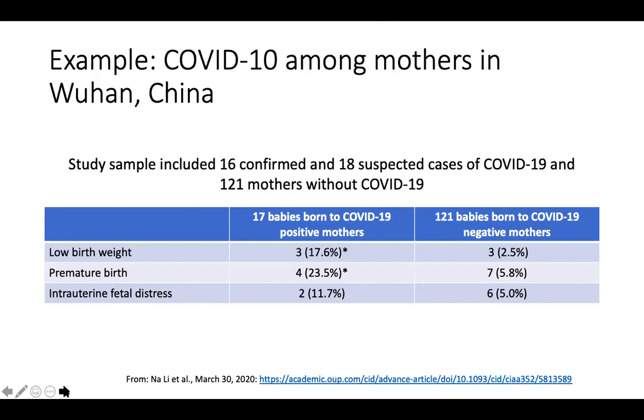So a very interesting study that was, again, this retrospective cohort design where they could look back at their hospital records and see what pregnancy exposures, in this case COVID-19, predicted birth outcomes for children.